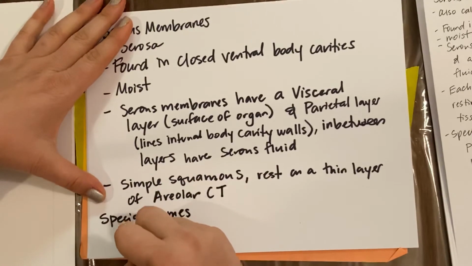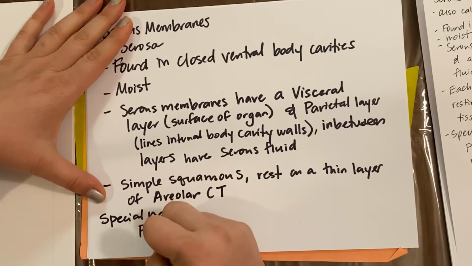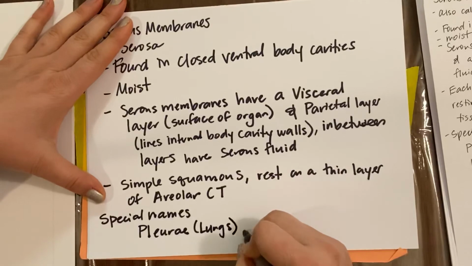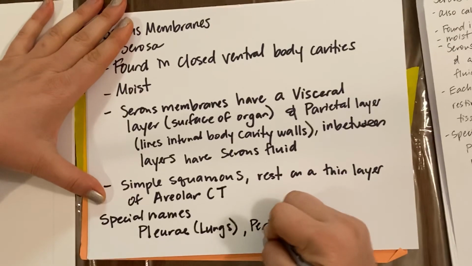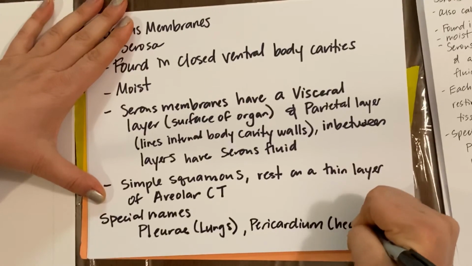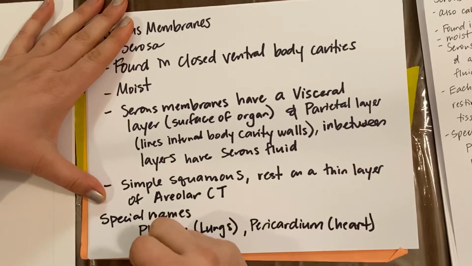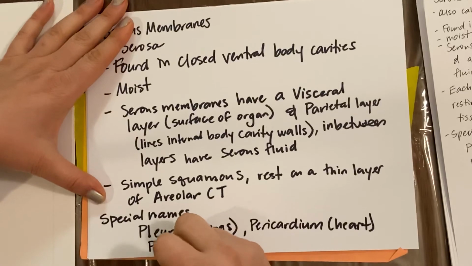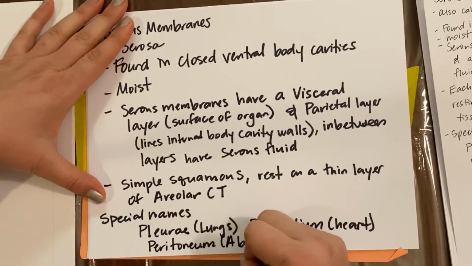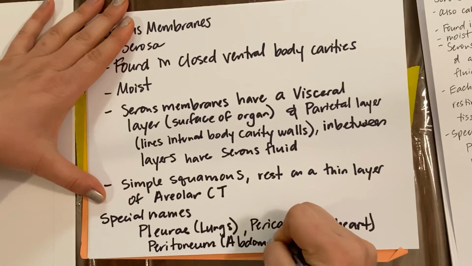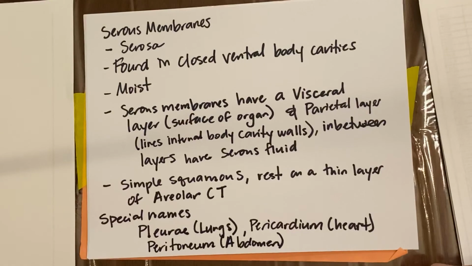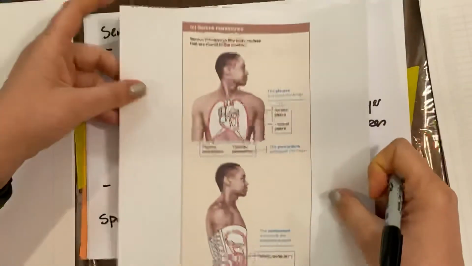So we have the pleurae, which are lung. We have the pericardium, which is heart. And we have the peritoneum, which is the abdomen. And I'll show kind of the last little picture of that.